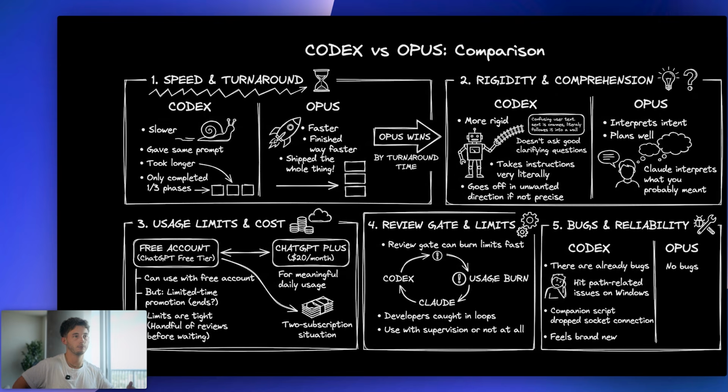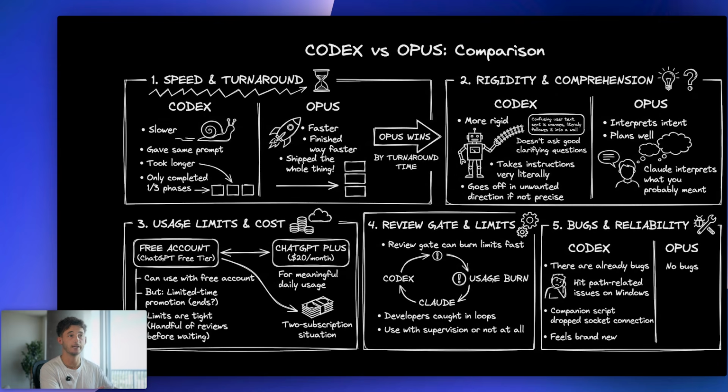So Codex does run slower than Opus on most tasks, and I gave them both the same prompts to build a game from scratch. Now Opus finished way faster. Codex took significantly longer, and then it came back saying it only completed about 1 of the 3 planned phases. Opus shipped the whole thing, so if you're measuring by turnaround time, Opus is going to be your winner.